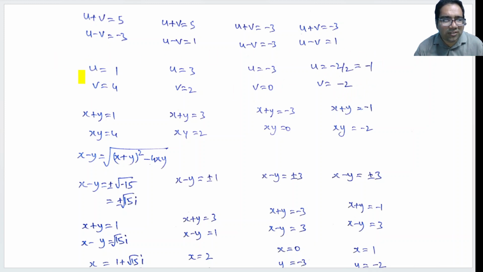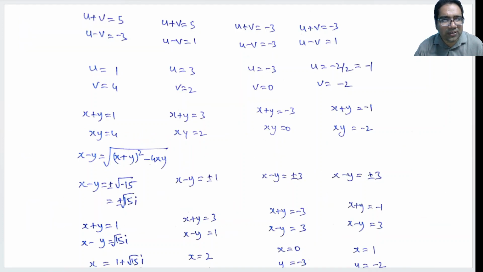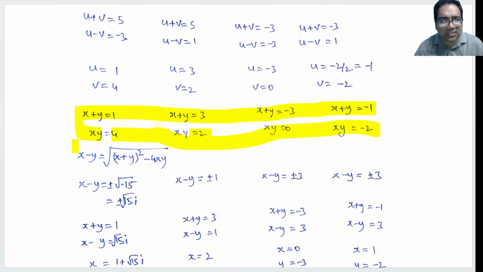Now, what are these? What is u? u is originally x plus y, and v is xy. x plus y is 1, x plus y is 4. We have got four sets of x plus y and xy. This is a simplified version of these two equations. These two equations have massively simplified to these four equations. Now we just need to solve these four equations.